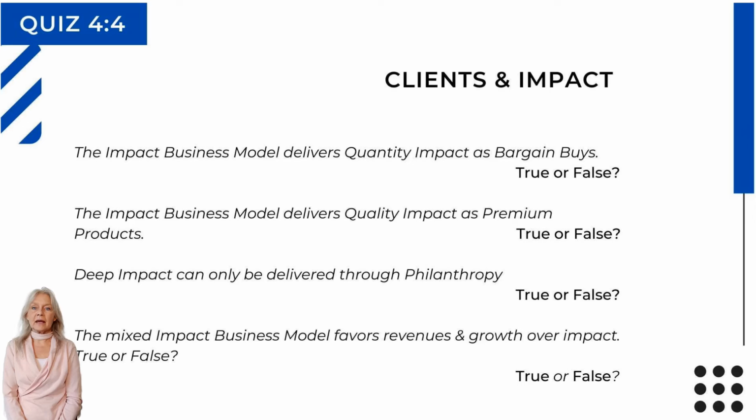Question: deep impact can only be delivered through philanthropy. Stop. False. It is also delivered by governmental services, subsidized sectors, social enterprises, and by for-profit businesses. Question: the mixed impact business model favors revenues and growth over impact. Stop. True. Aim for profitability and scale, impact efficiency, effectivity and moat, smart operations and win-win partnerships.